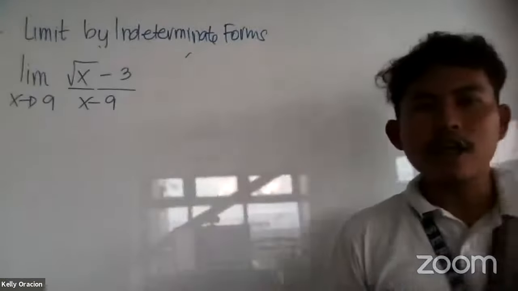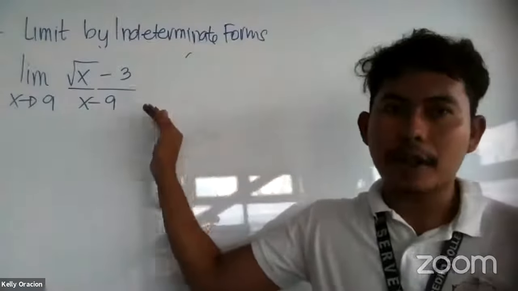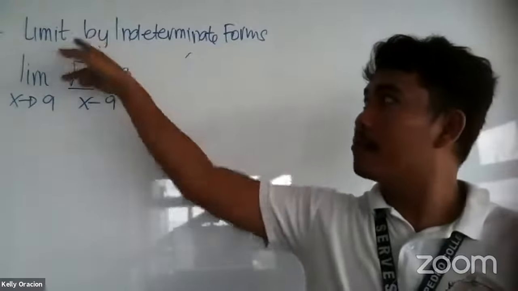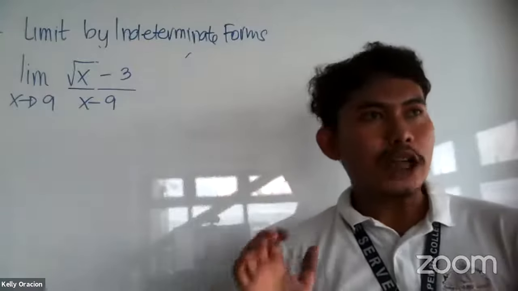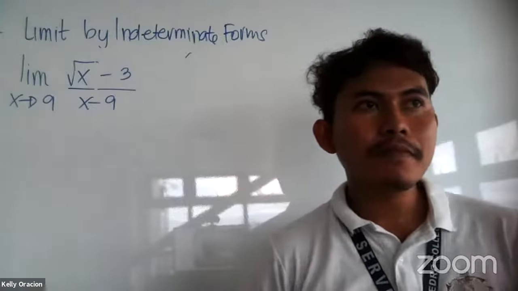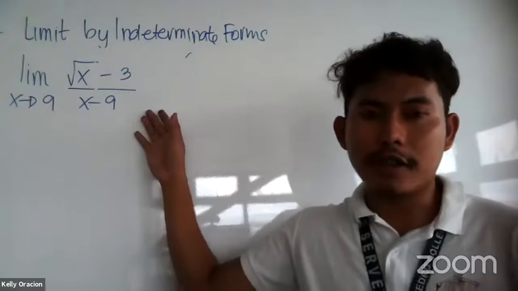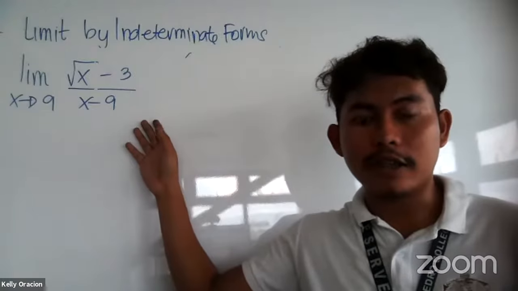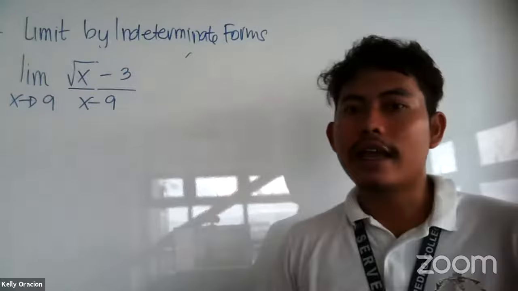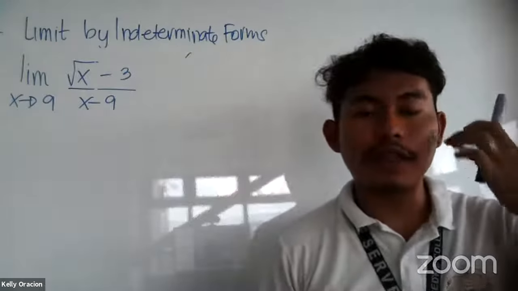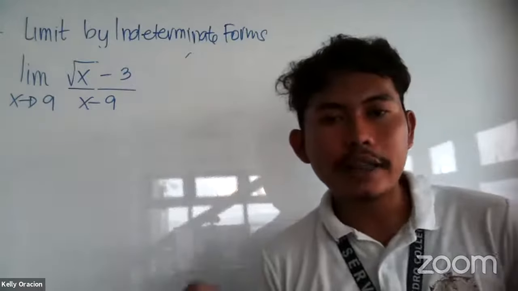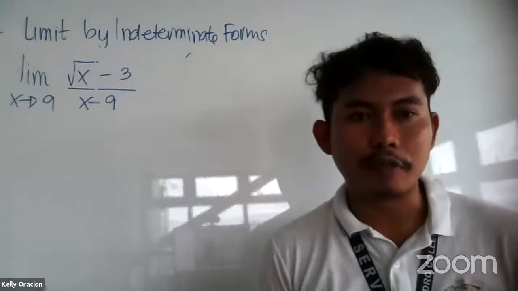Okay? So this example is still part of limit by indeterminate forms. But as you have observed, here conjugation is applicable, and direct substitution is not applicable. Why? 9 minus 9 is 0, so the denominator becomes 0. You cannot perform direct substitution.